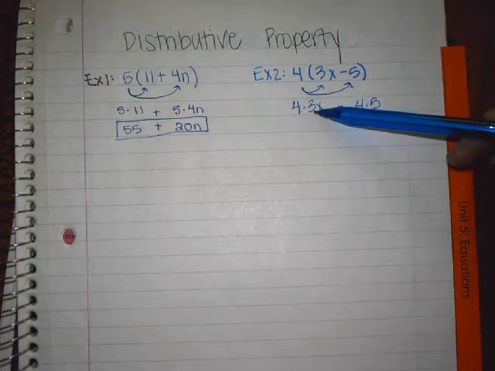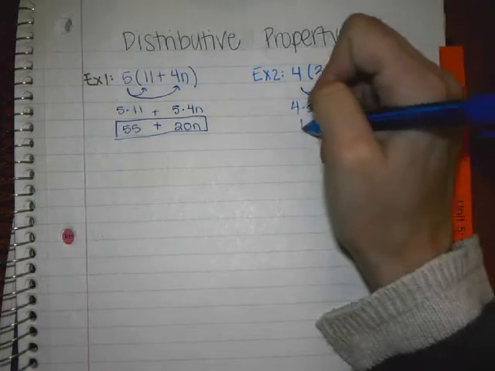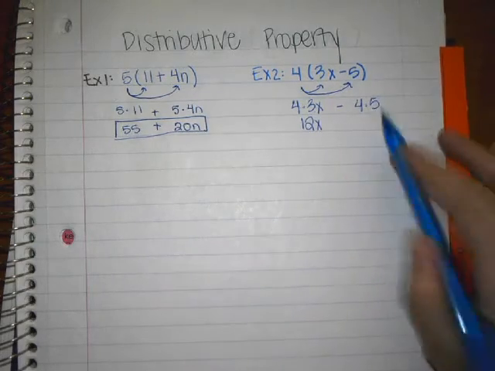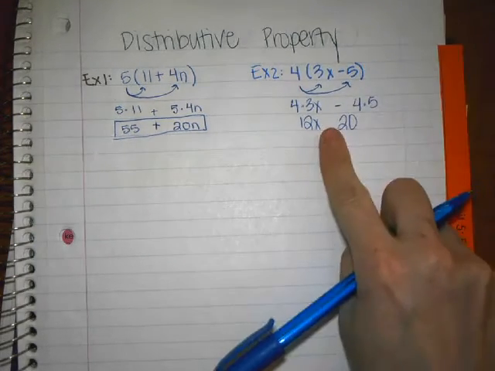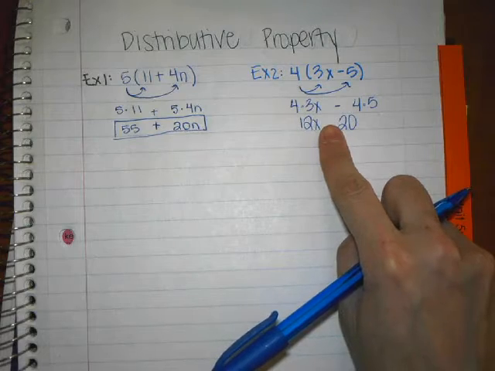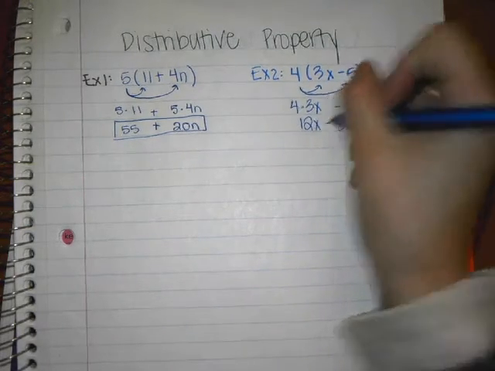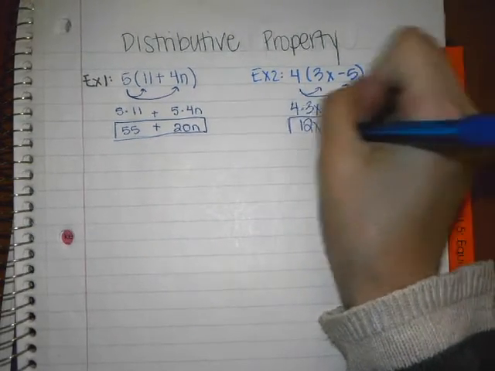What's 4 times 3, you guys? 12. So we write 12x. What's 4 times 5? And then what operation sign should go between the 12x and the 20? So your answer is 12x minus 20.